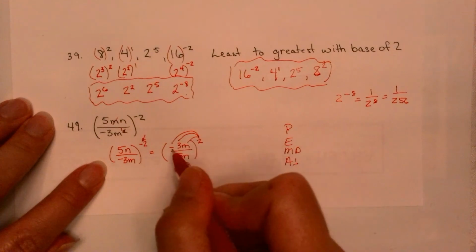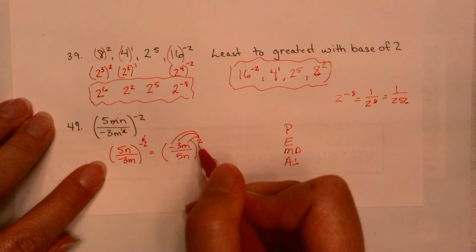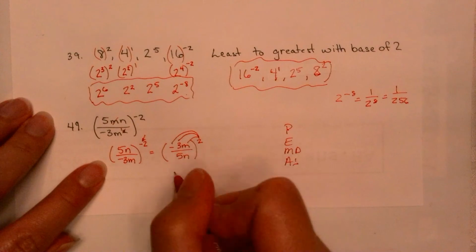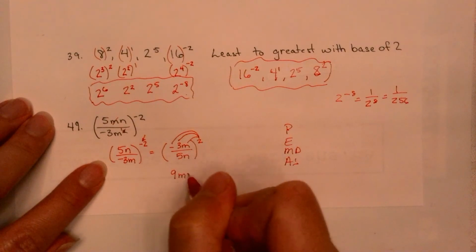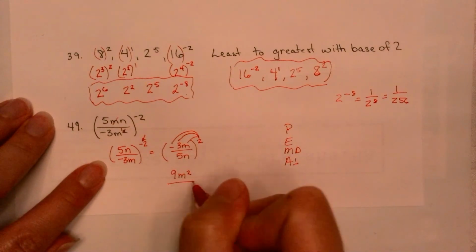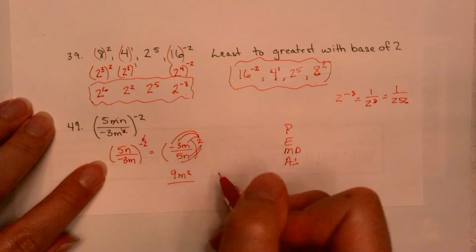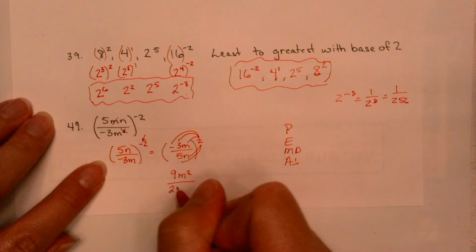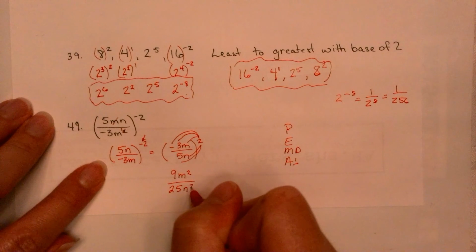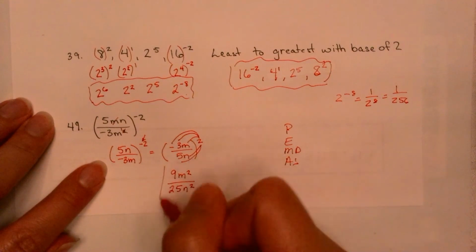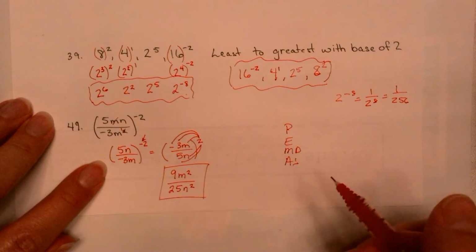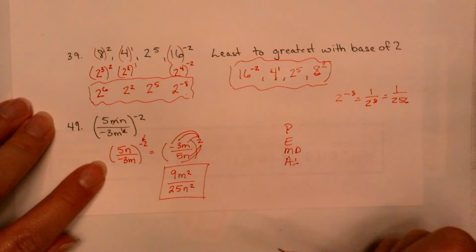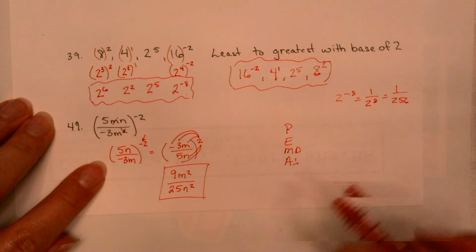So a negative number squared is going to be positive, right? Negative 3 times negative 3, I get positive 9, and then m to the second. In the bottom, I put it to the 5 and the n, so 5 squared is 25, and then n to the second. So always double check about reducing your fraction. Always double check that you have positive exponents and the variables only show up one time each. All right. That's it for the power properties.